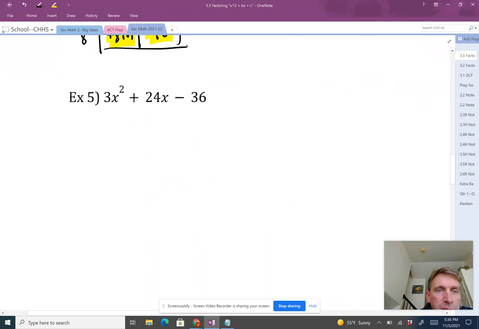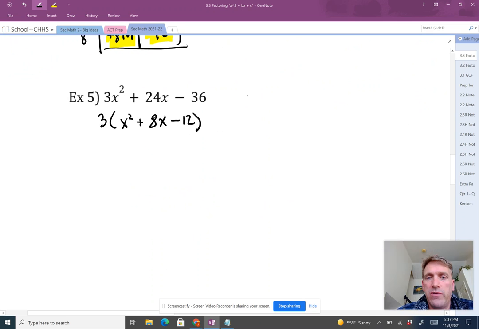We've got 3x squared plus 24x minus 36. And it looks to me like they have 3 in common. 24 and 36 are multiples of 3. So yes, we can take out a 3 times x squared plus, and what times 3 is 24? 8x. And then what times 3 is 36? So that'd be minus 12. So once again, we're going to factor the inside here.